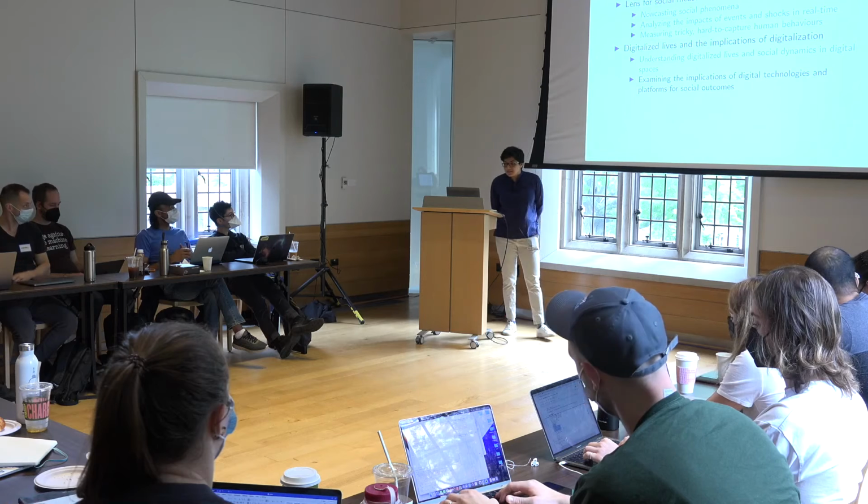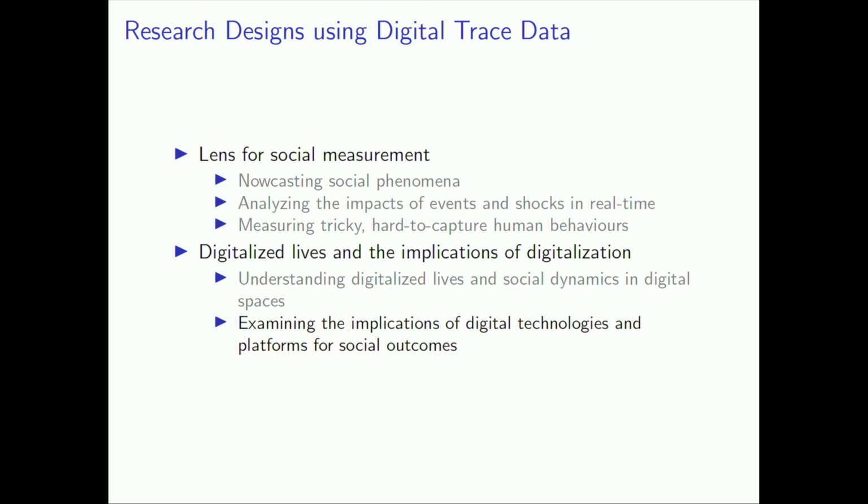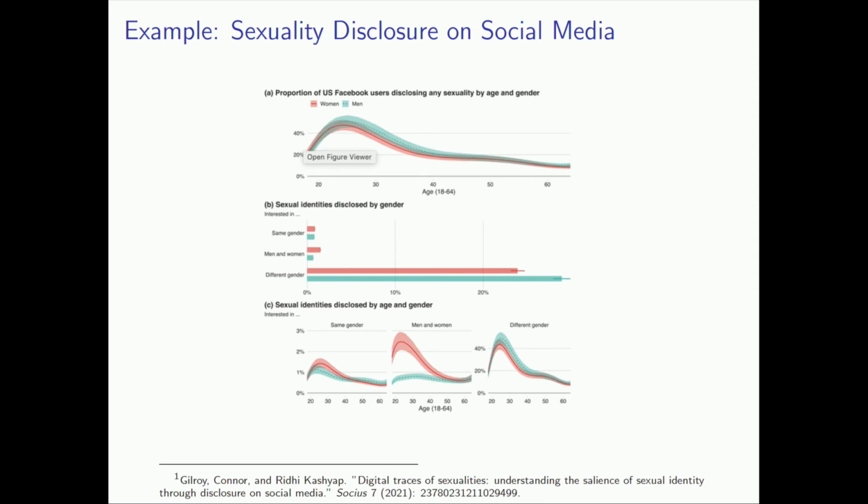So in my next two examples, I want to talk about research designs where the emphasis is more on understanding digitalized lives and the implications of digitalization, rather than purely thinking about digital trace data as a new kind of lens for social measurement.